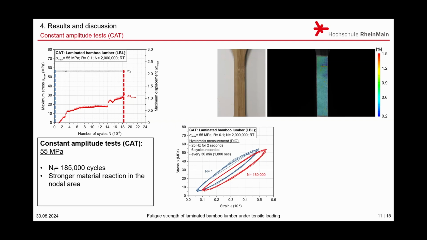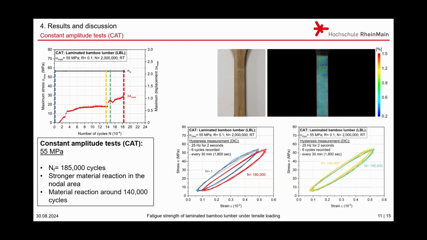When looking at the hysteresis, once more measured, you can see that the hysteresis loops are clearly open. Already at the first cycle it was open, so there is a plastic deformation right away, and you can see that the hysteresis loop moved a bit to the right shortly before the failure at 180,000 cycles.